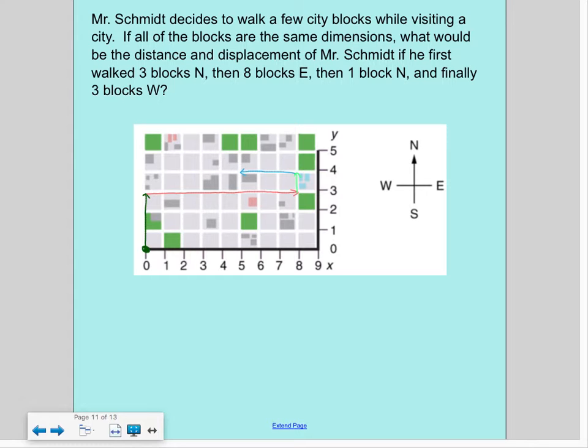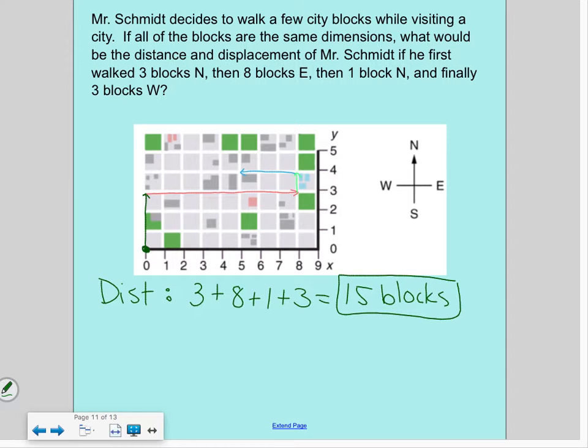My question is, what is the distance traveled? How would I find it? 15 blocks. 15 blocks, very good. So the distance, you're basically just going to say 3 plus 8 plus 1 plus 3, and you get 15 blocks. That's easy, right?